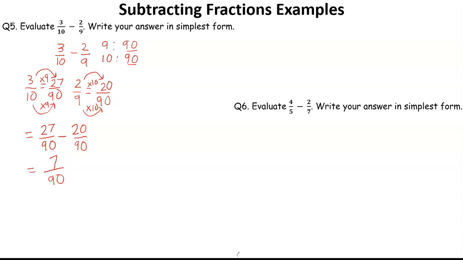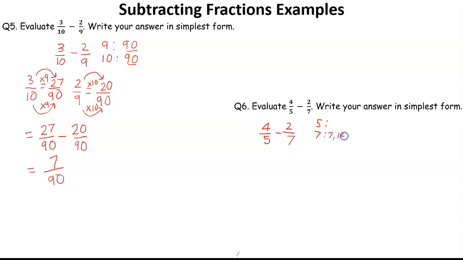Next question, question 6. Again, I'll copy the example into my workbooks. I've got 4 fifths minus 2 sevenths. They're both proper fractions, so I've met my first rule. I just need to get a common denominator. So what are my multiples of 5 and my multiples of 7?